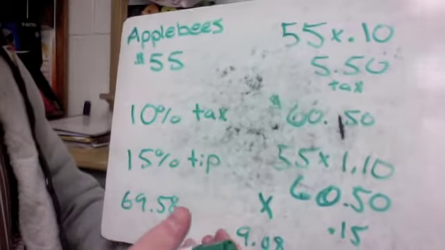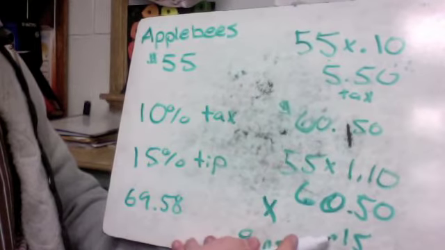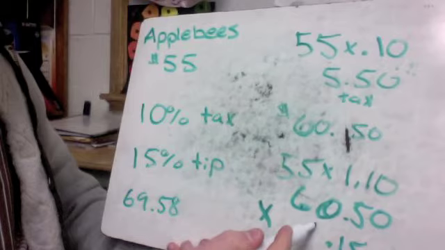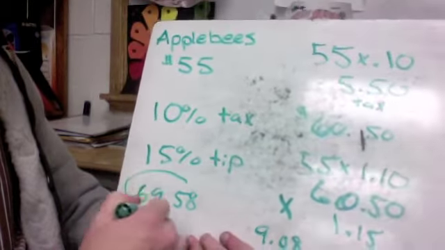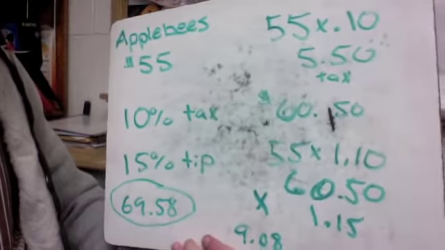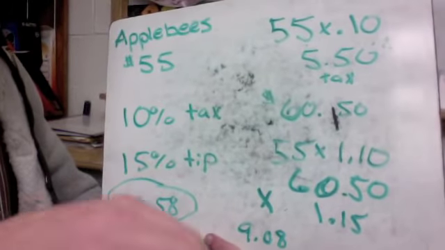You can use that little trick that I showed you before when you're going to add something onto the amount. I could change this 15% to 115%. Then if I did the problem, it would automatically end up with this. So Nick's total bill is $69.58.